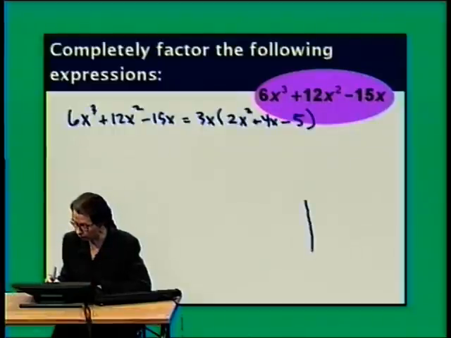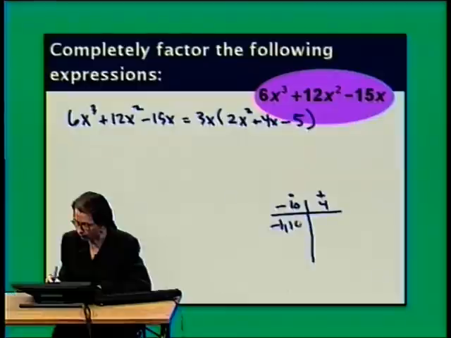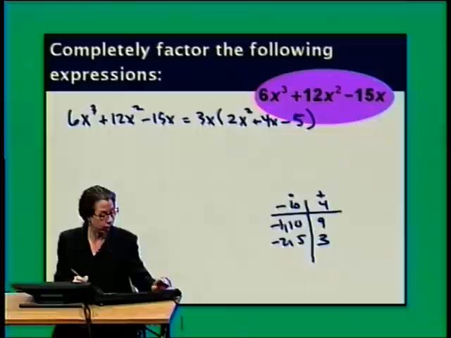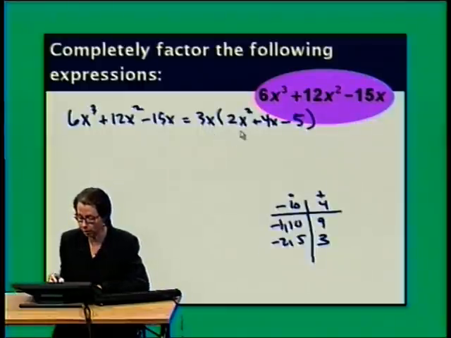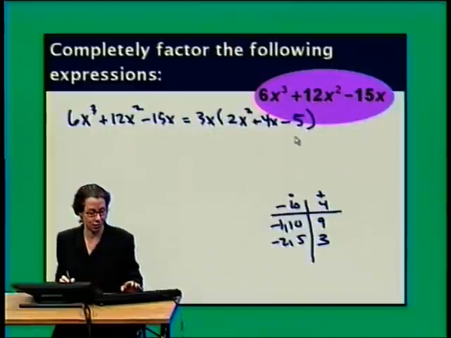Are there integer factors of negative 10 that add to 4? Well, I don't think so. Negative 1 and 10, they add to 9. Negative 2 and 5, they add to 3. There are no other possibilities that I can try, so that trinomial inside the parentheses is prime. But at this point, the expression is completely factored. A quick check using the distributive property, 6x cubed plus 12x squared minus 15x. So my factorization does check.